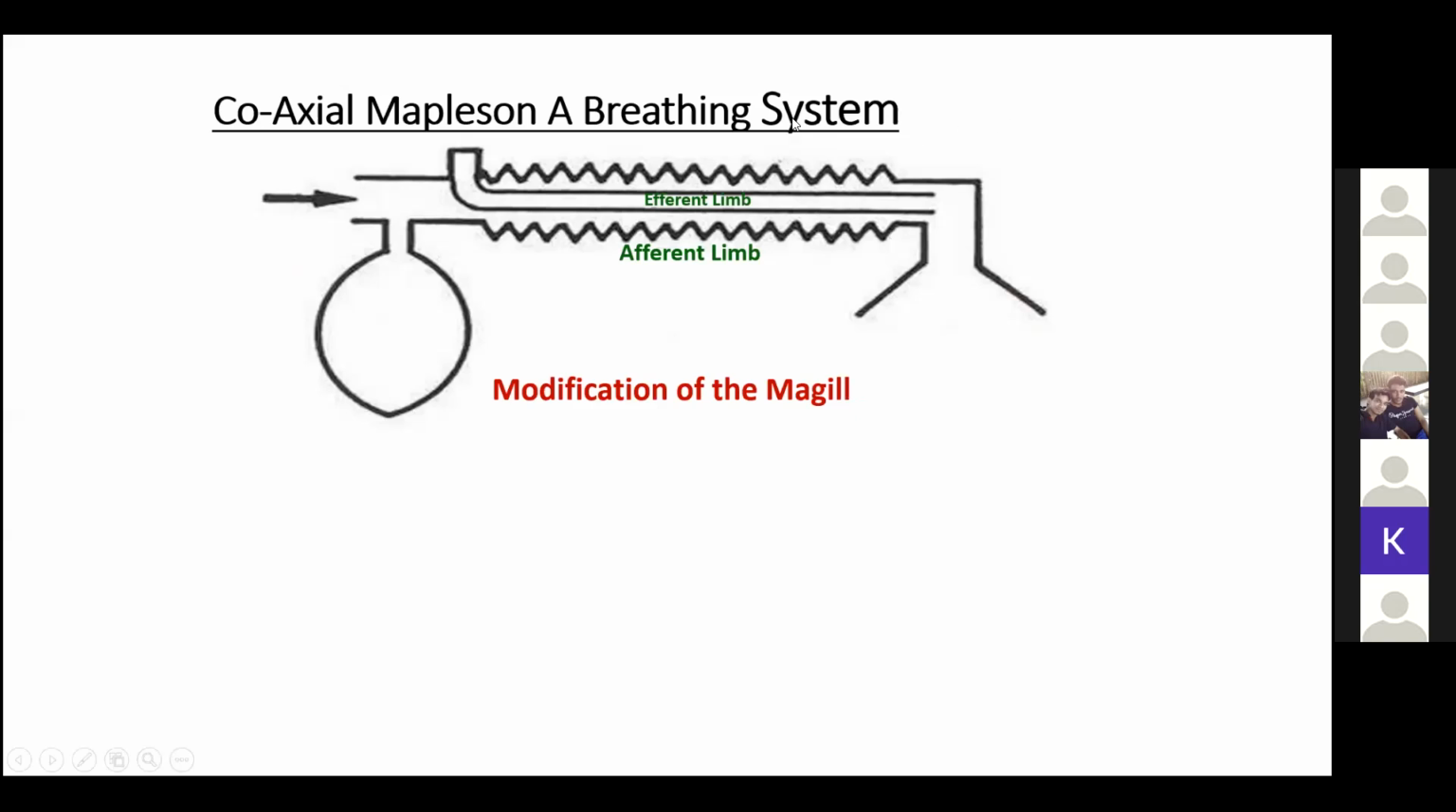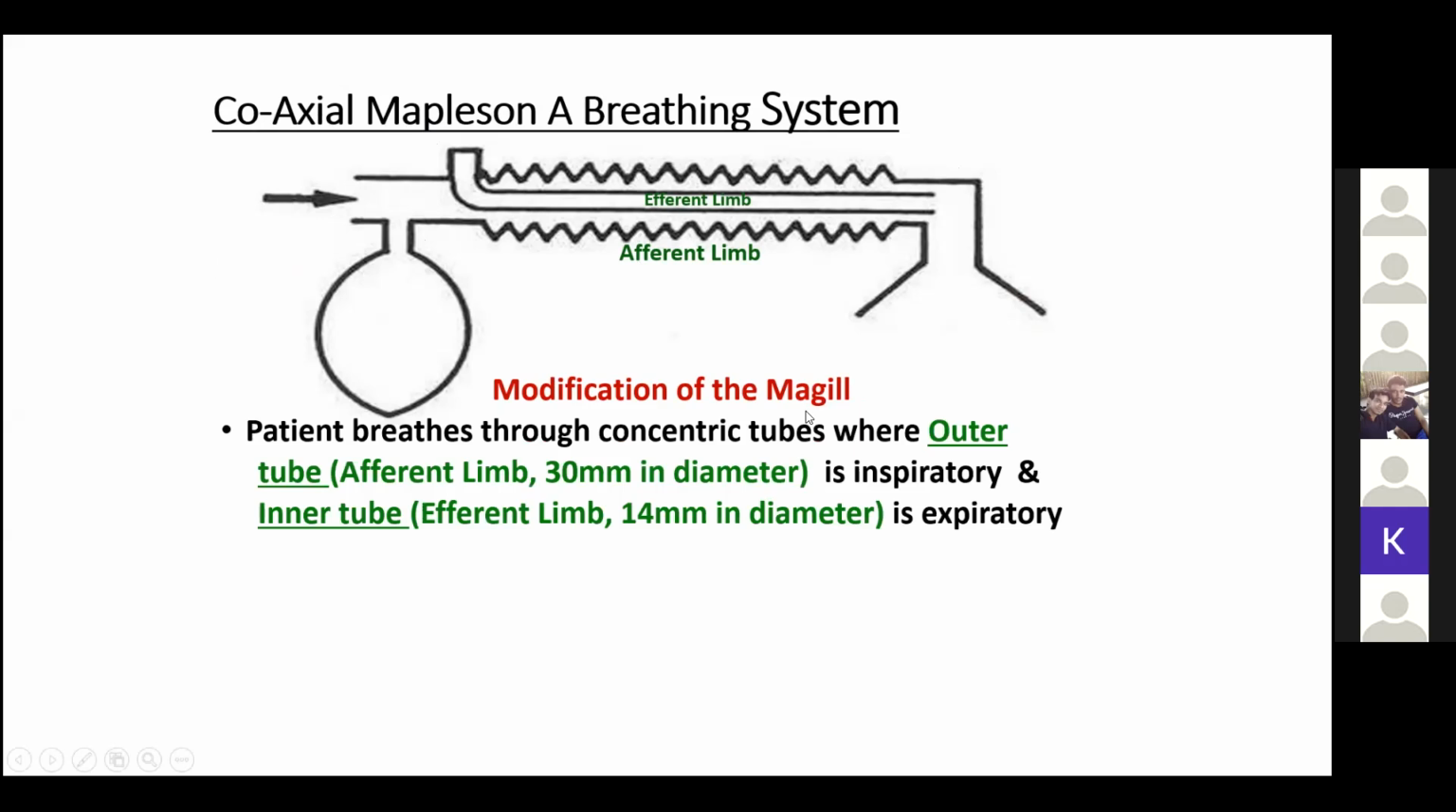Now, coaxial Mapleson A breathing system. Here what happens? Exactly opposite of the Magill system. The inner tube is an efferent limb and the outer tube is an afferent limb. That means the outer tube carries gases to the patient and the inner tube carries exhaled gases. It is a modification of Mapleson A. The patient breathes through concentric tubes where the outer tube, which is the afferent limb, 30 millimeter in diameter, is inspiratory, and the inner tube, which is the efferent limb, 14 millimeter in diameter, is expiratory.